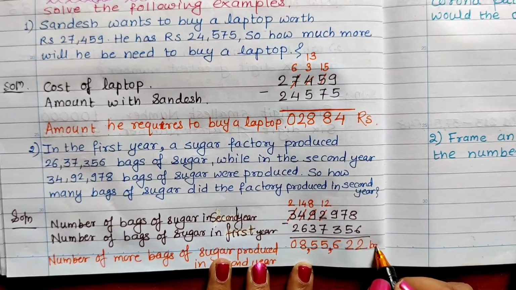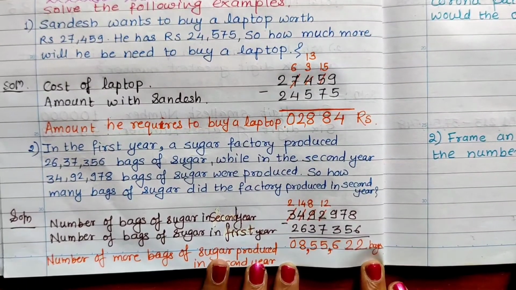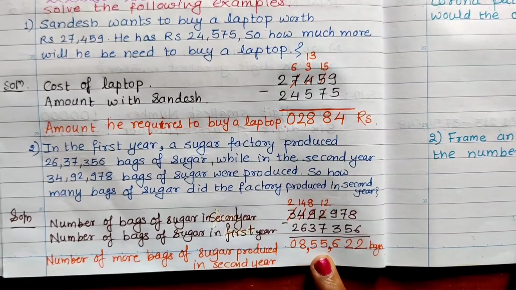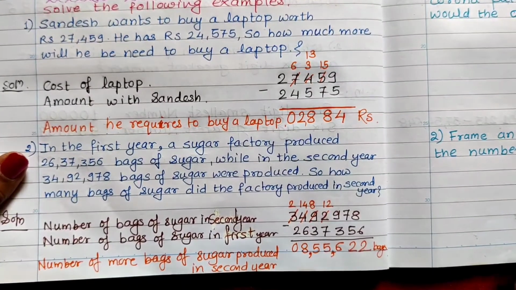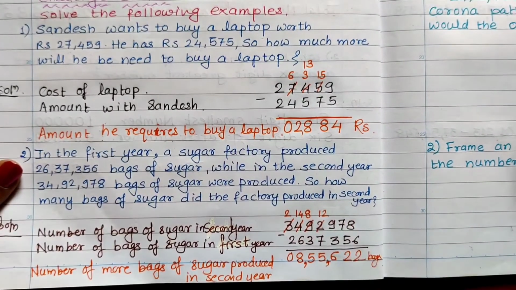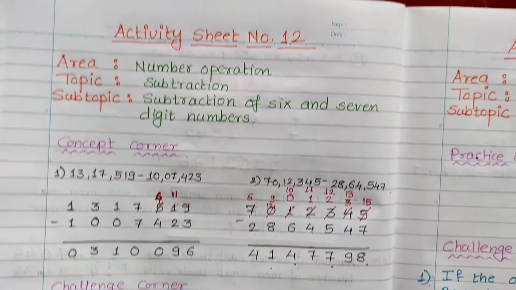8,55,622 bags are produced in the second year. More bags are produced than the first year. Okay, so in this way you can complete this activity sheet number 12.